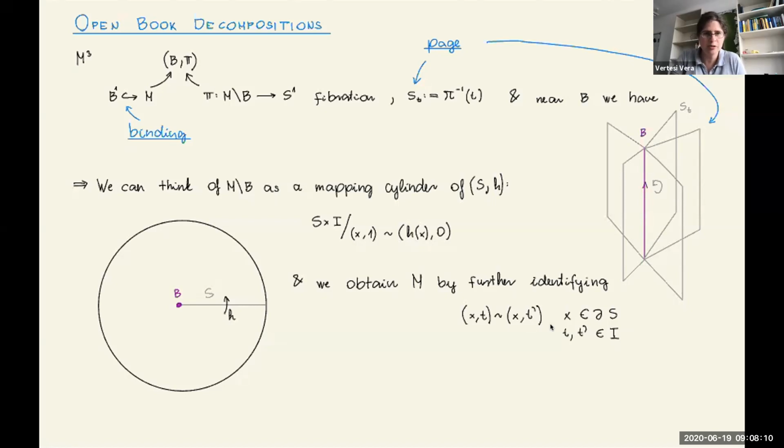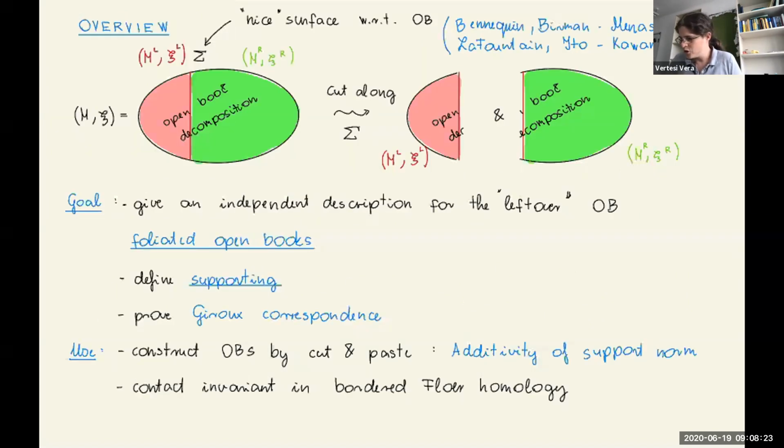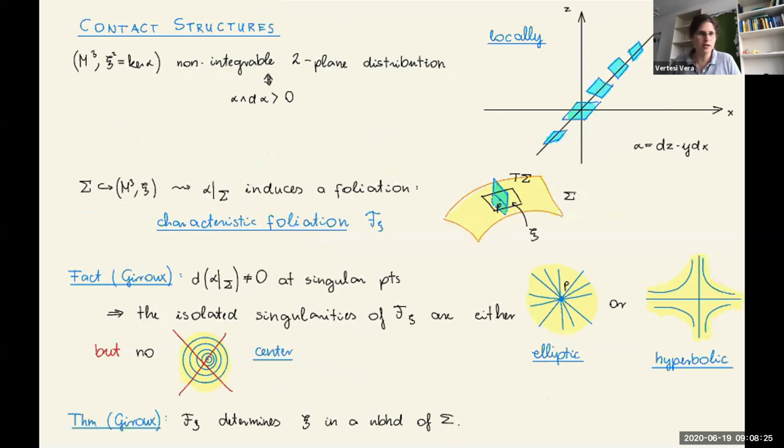What is the question? I don't see it. I wrote it in the chat. Does this surface need to be convex, or is it true for any surface for the foliation? So I go back. For this to hold, you don't need the surface to be convex, but very soon it's going to be convex.